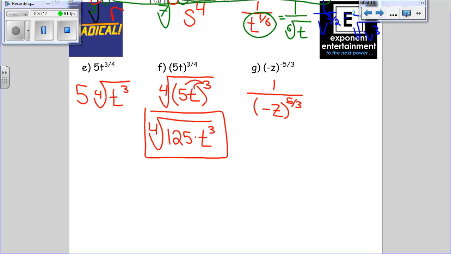Gorgeous. We need to change this bottom to a radical. To do that, we make the 3 the index. So this thing's going to become 1 over the cube root, right, the 3 became the index, of negative z to the power of 5. We don't have to flip it again because it's negative z. That's okay. You're not allowed negative exponents. But negative letters and numbers like this, negative bases, that's okay. The exponent can't be negative.